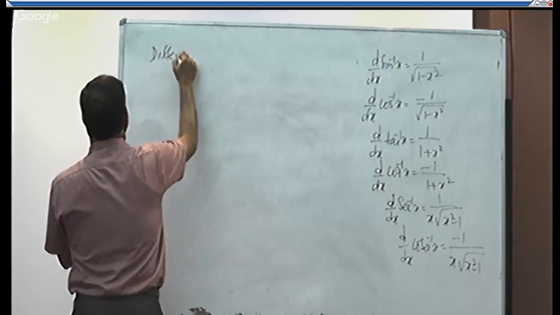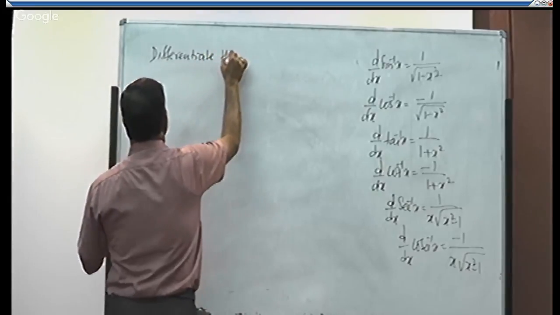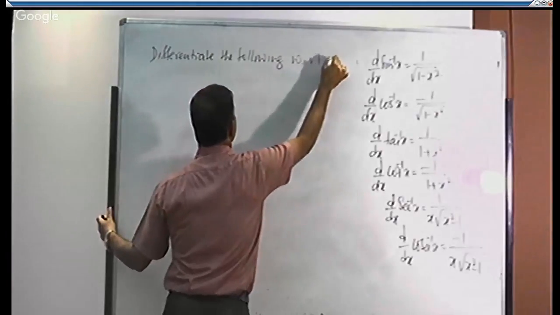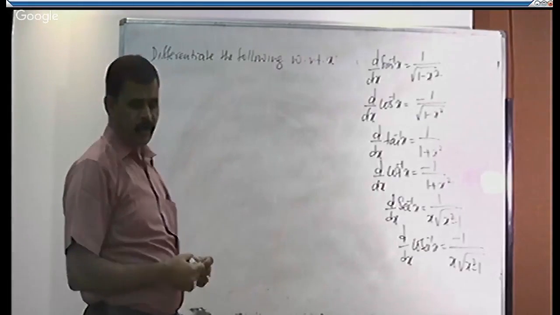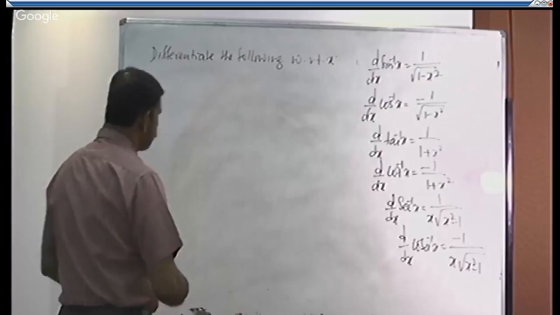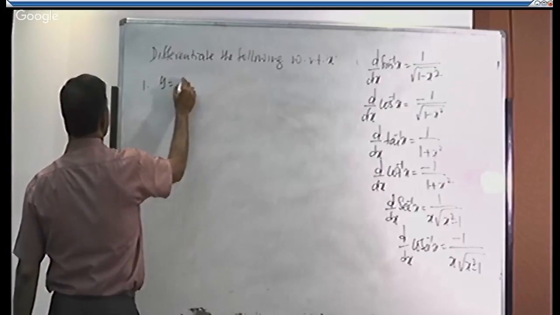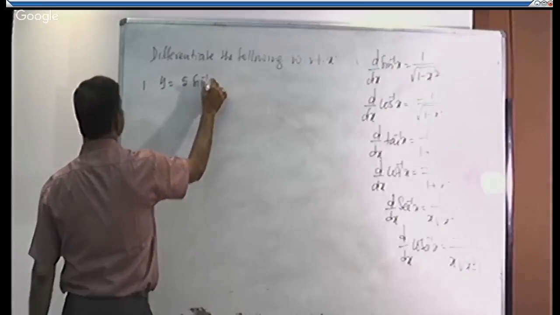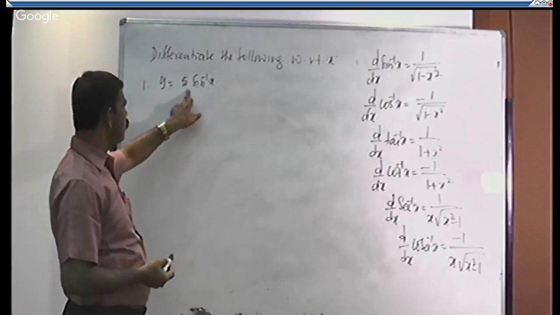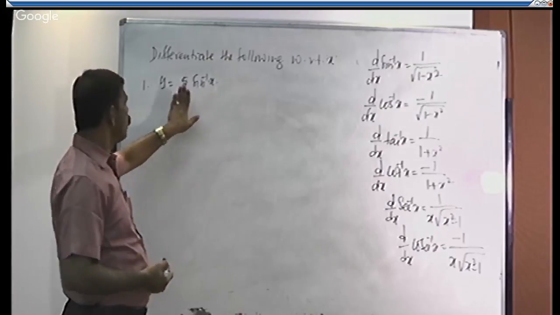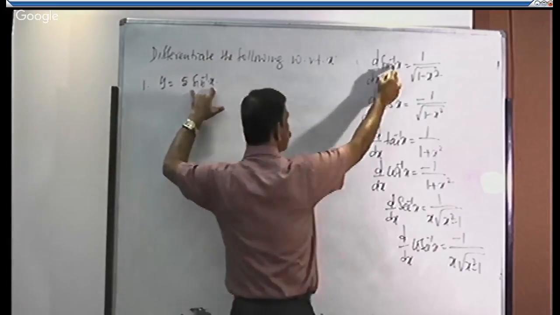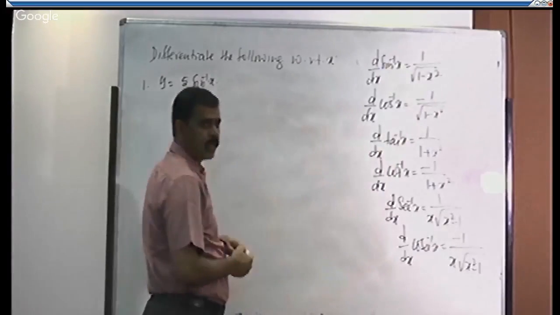Differentiate the following functions with respect to x. Y is equal to 5 into sin inverse x. This is of what form? It is of second rule. Correct? Constant into function. How is it differentiated? Keep the constant as it is, differentiate sin inverse x. What is the derivative of sin inverse x? It is 1 by root of 1 minus x square.